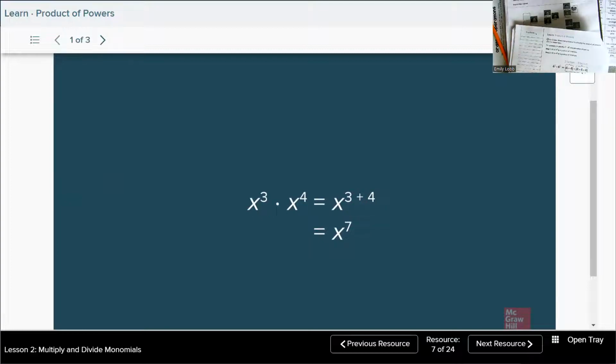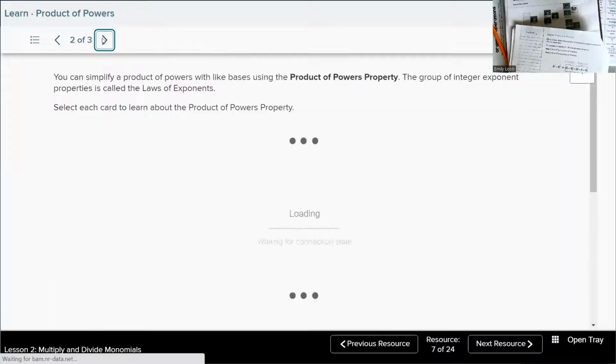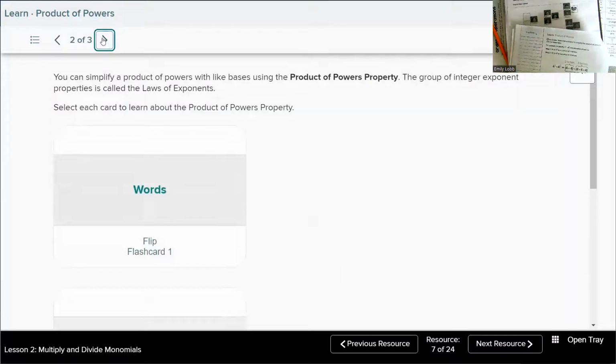Cool. So that's what it showed you there in those notes on your packet too. So you can simplify a product of powers with like bases using the product of powers property. The group of integer exponent properties is called the laws of exponents. So we're going to be talking about these different properties. One of these laws of exponents is the product of powers property. So we're going to select each card to learn about the product of powers property.